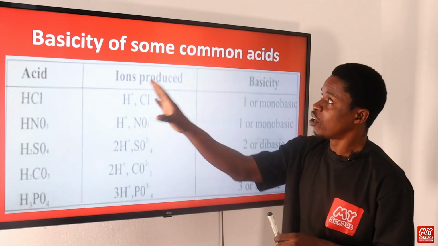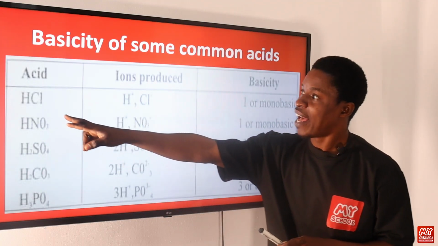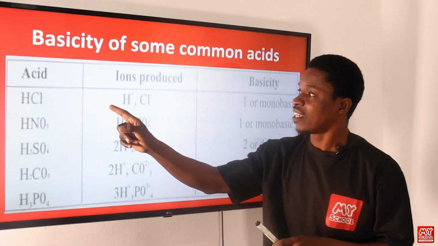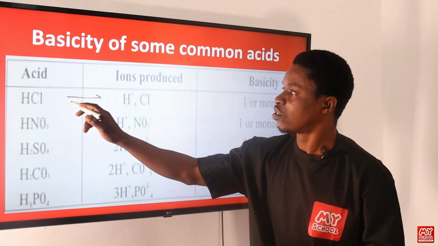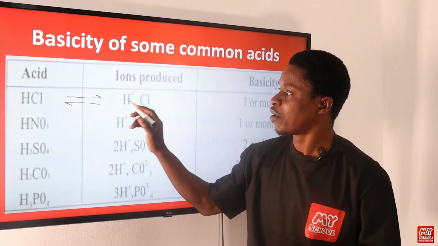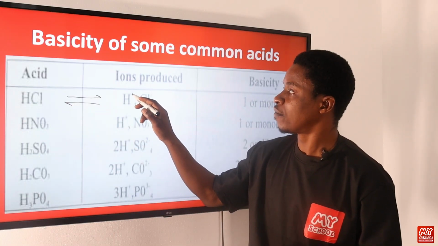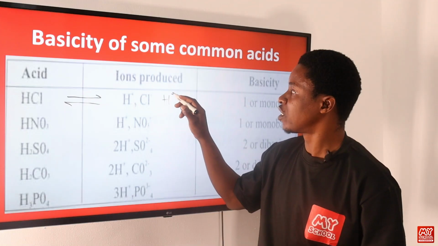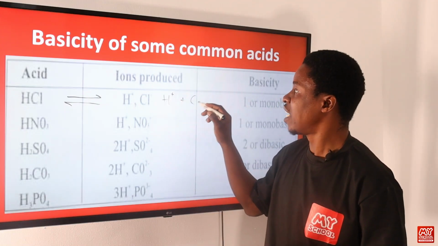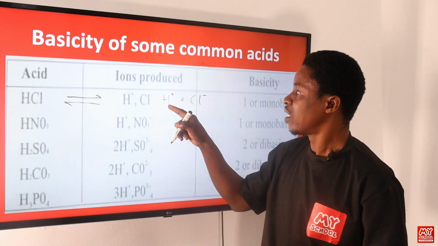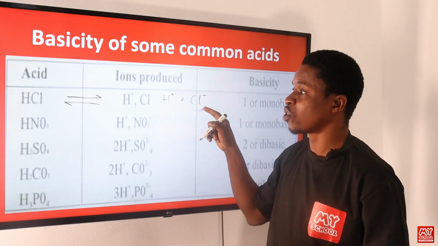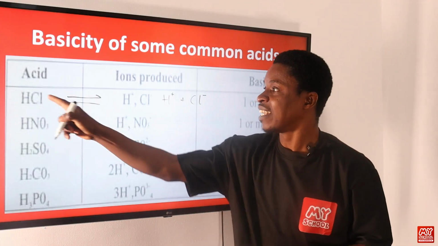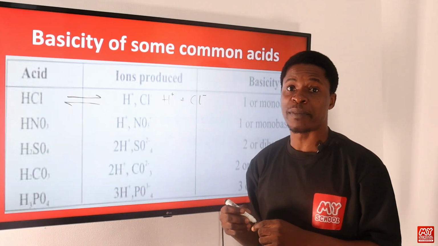Okay, we have the basicity of some common acids here. We have HCl here. If you dissociate this in solution, you are going to have H+ and then Cl-. You have hydrogen ion that is produced and then you have an anion that is also produced. The H and the Cl will split. That's what we mean by dissociate.